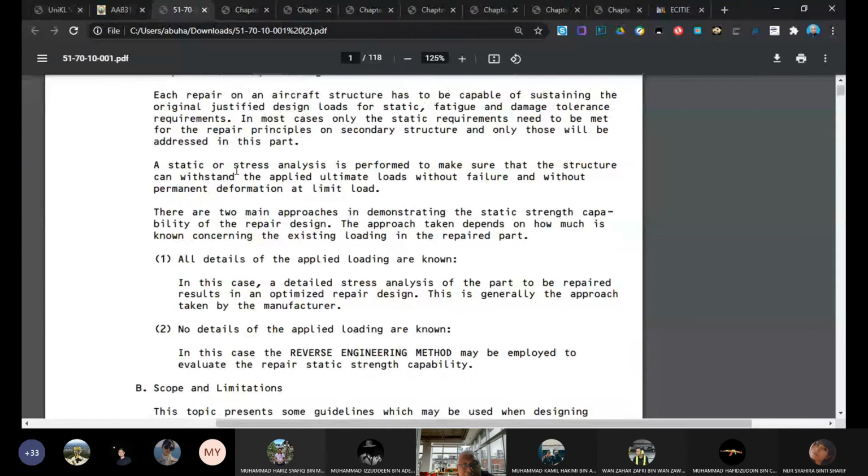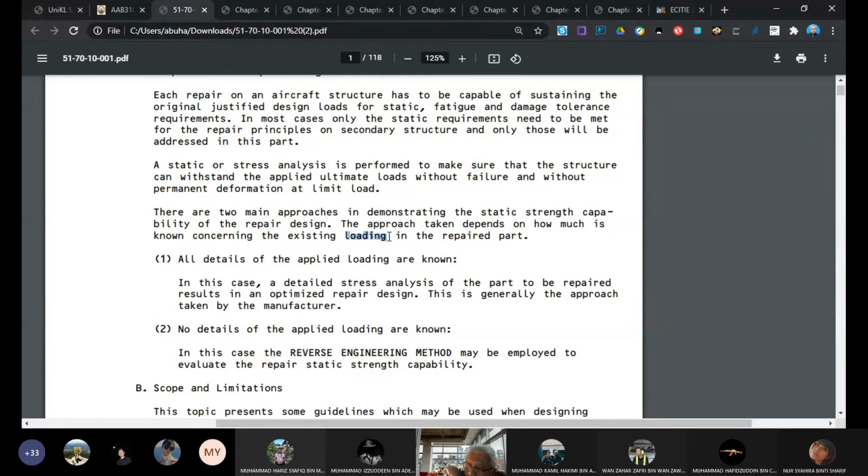Okay, and you can see the next. There are two main approaches in designing the static strength capability of the repair. The approach taken depends on how much is known concerning the existing load. In doing stress analysis, you have to determine the load, because stress is force over area, force divided by area, or load divided by area. That's why to start any analysis, you need to know the loads. So you have to work out the load. Either you get the load from the design manual, the stress manual of the aircraft, or you have to work out the load in reverse. We call it reverse engineering.